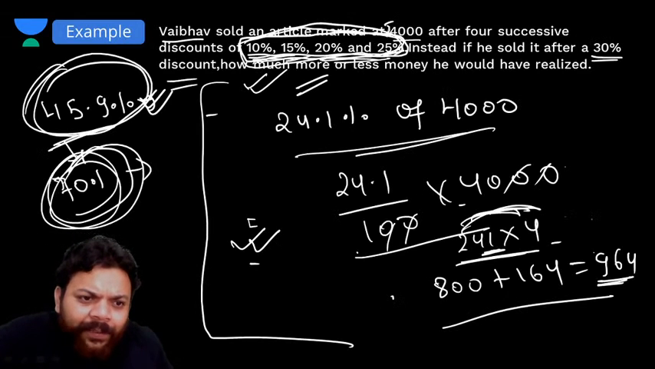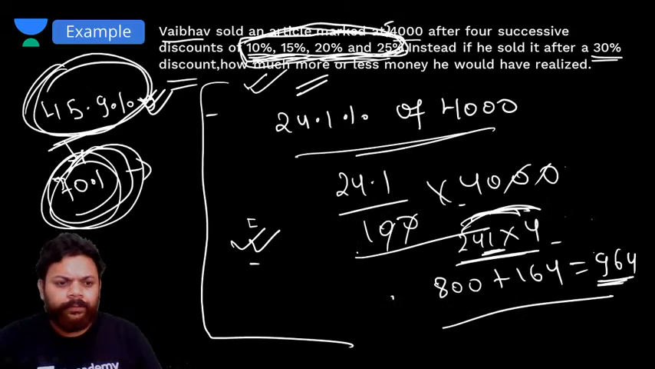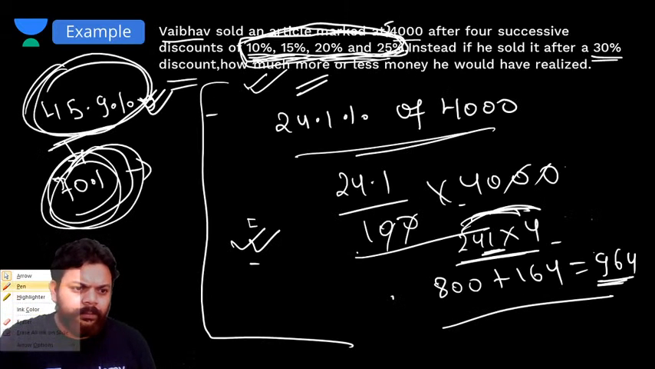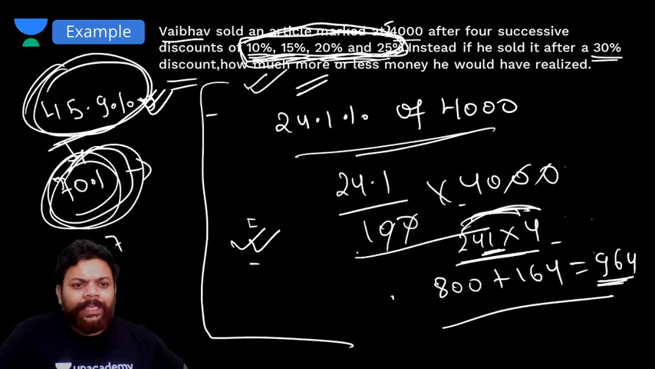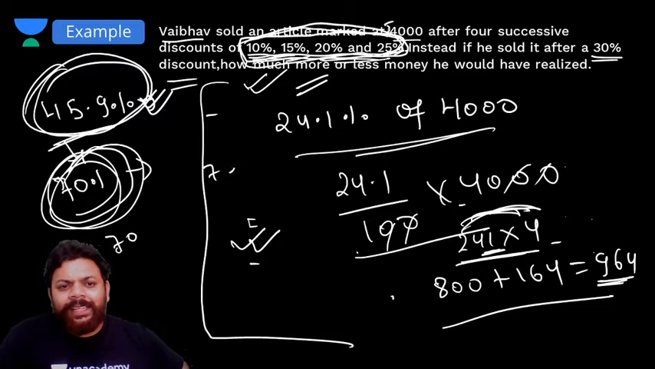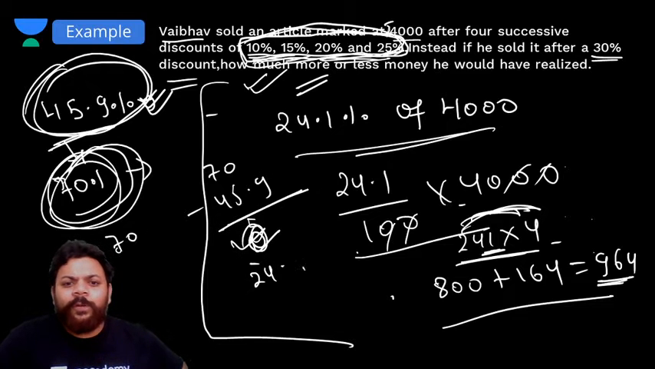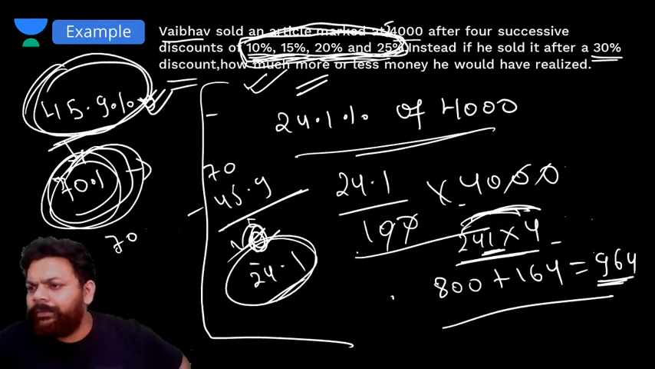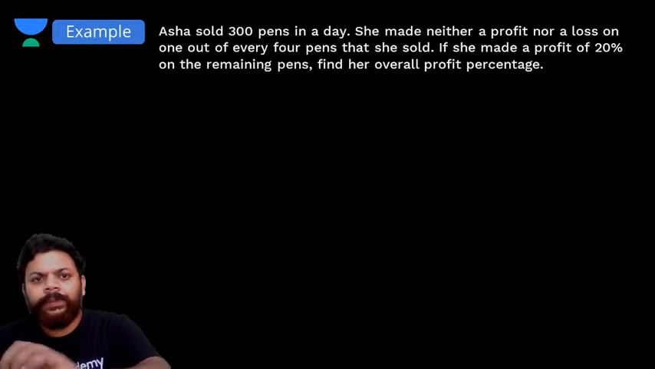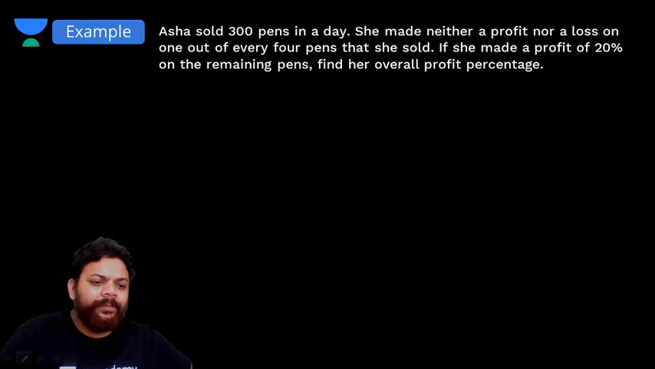This is the difference of the two. 70 minus 45.9, you will get this one as 24.1. So next question, guys.